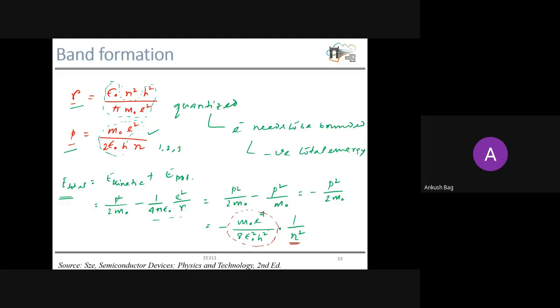So now if we write this in terms of electron volts, because these are all constants, if we mention all the constant values, it will be minus 13.6 divided by n square. So this is the quantization. Once again, we have quantized energy levels.